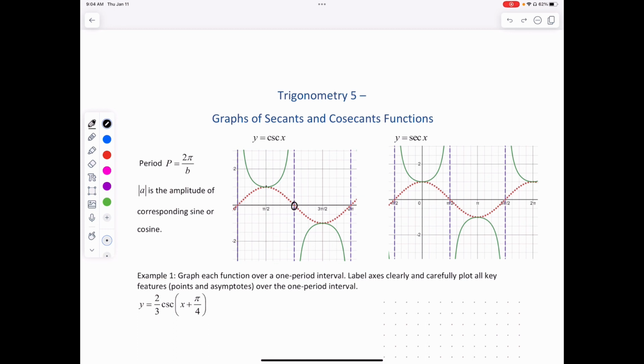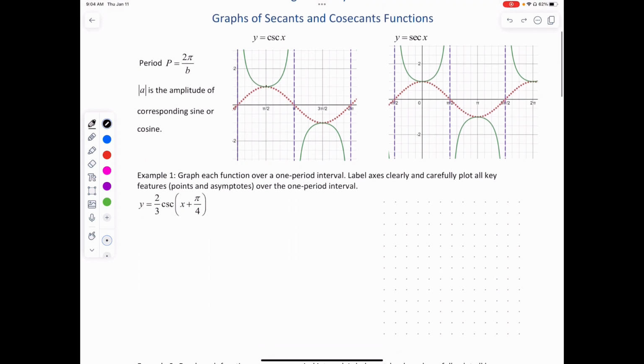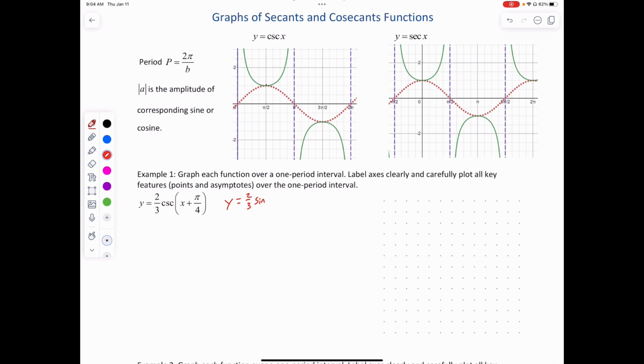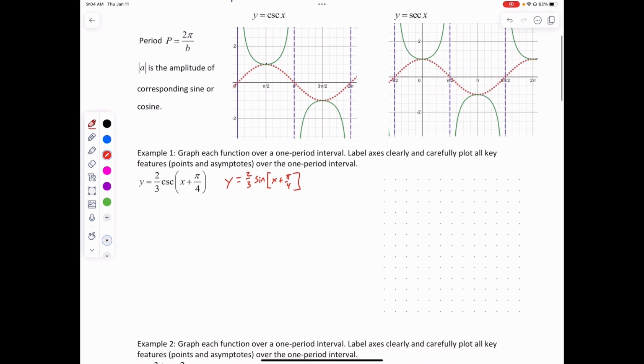So graphing this is going to be pretty similar. In fact, what we're going to do is graph these as if they were sine or cosine, and then use that to graph the appropriate cosecant or secant function. So let's jump in with an example to see how this works. In this problem, we have y equals 2/3 cosecant of x plus pi over 4, but for right now I'm going to focus on sine, which is the reciprocal of cosecant. I'm going to do everything for sine, but graph it as a dotted line so that we can then graph the actual cosecant graph afterwards.